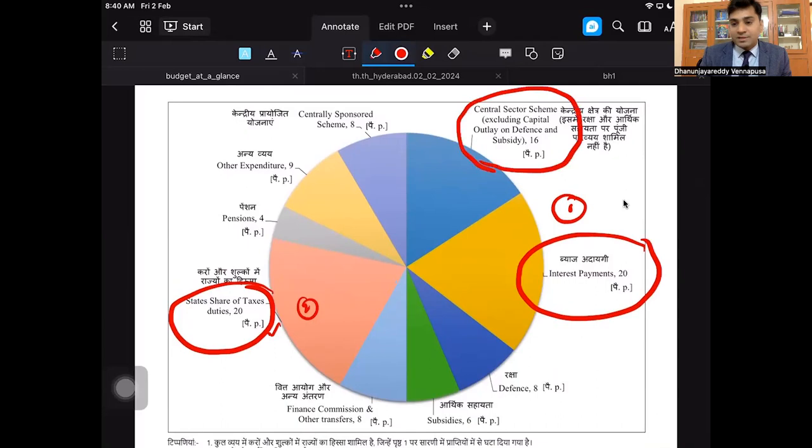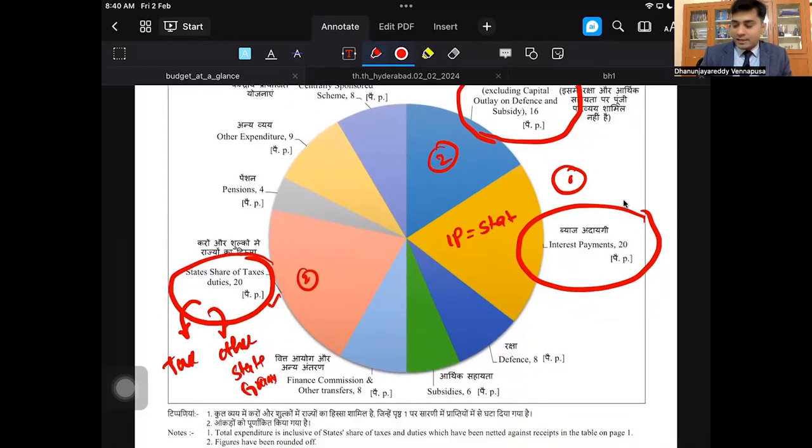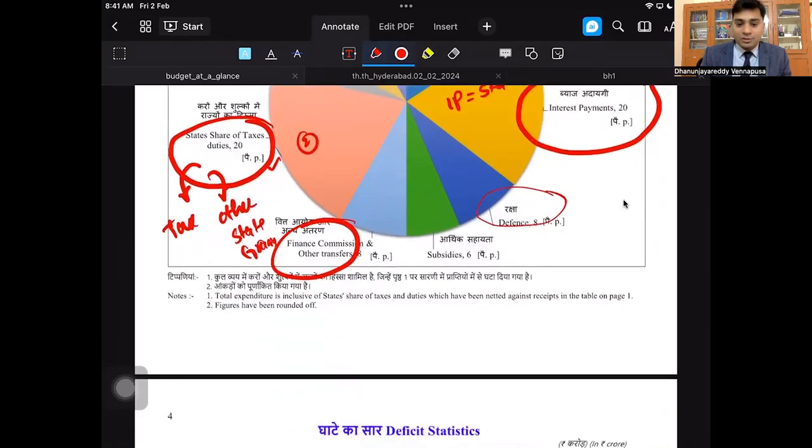What is a central sector scheme, guys? It is a scheme where the central government will be 100% subsidizing or giving that money, whereas state governments will not be contributing to central sector schemes. So the second component is central sector scheme. The first one is interest payments, and state share is equal. Now what does state share contain? It contains tax devolution as well as other grants that the government of India has given to the states. This is followed by defense expenses and finance commission expenses. These are the 3 or 4 things that you have to remember.